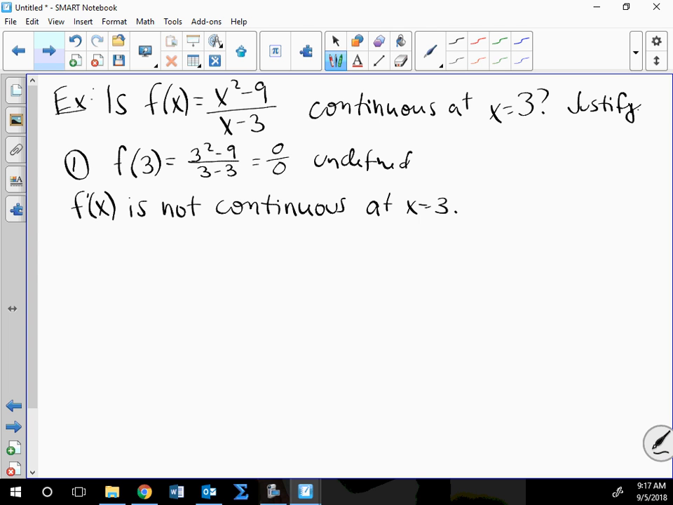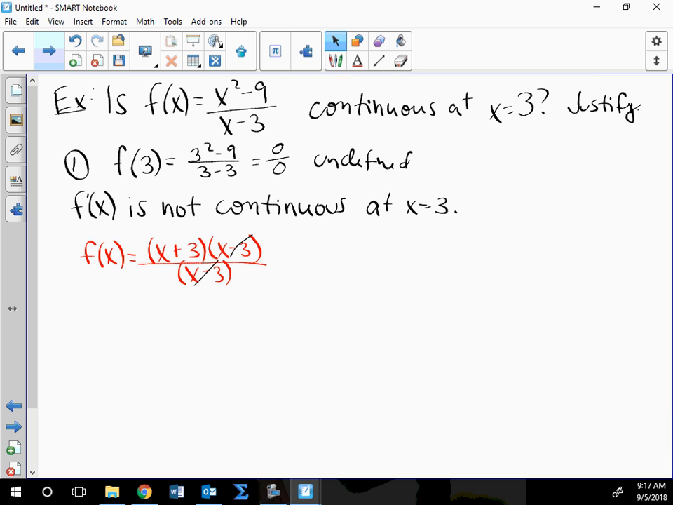To investigate it further and figure out what type of discontinuity, we can factor and simplify from there. Now, if they don't ask for what type of discontinuity, you don't have to state it. But let's go ahead because it's good for us. If I factor the top, I get x plus 3 times x minus 3 over x minus 3. These reduce. So what type of discontinuity is this? Removable. Good. So what we have is a removable discontinuity.